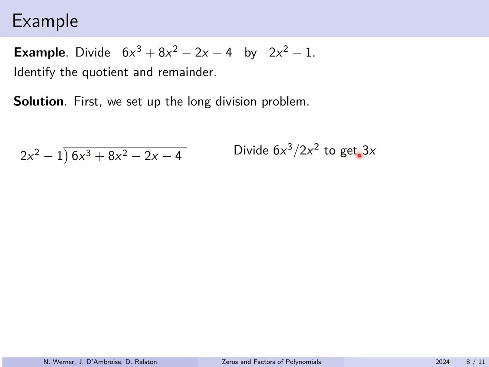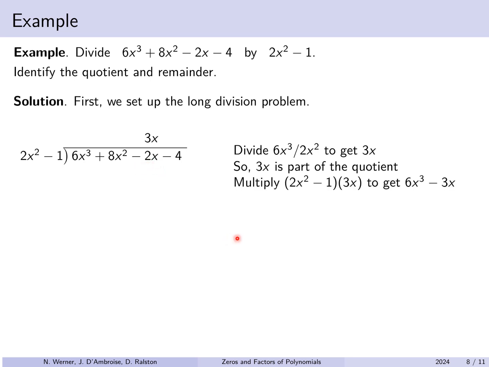6 over 2 gives us 3, and x cubed over x squared gives us x. So 3x must be part of the quotient. We're going to align it, 3x, which has power 1, it's a linear term, with the linear term of what we started off with. Now, take the thing you were dividing by, multiply it by what you just identified, and line it up underneath.